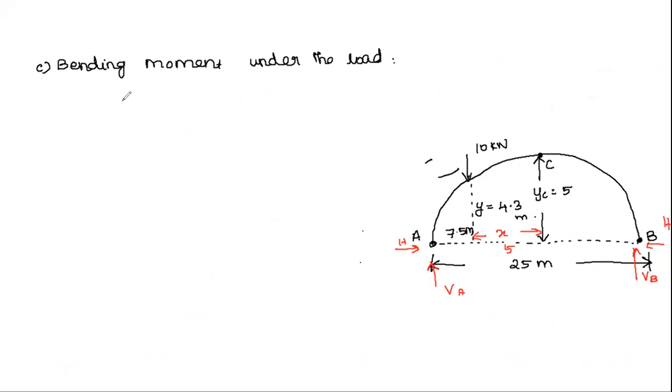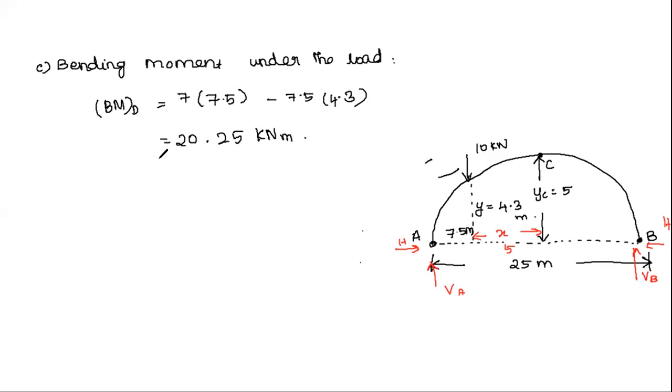So when we substitute y is equal to 4.3, the moment at d is equal to 7 into 7.5 minus 7.5 into 4.3, which is equal to 20.25 kilonewton meter. So the bending moment under the point load is 20.25 kilonewton meter. So the sum is completed.